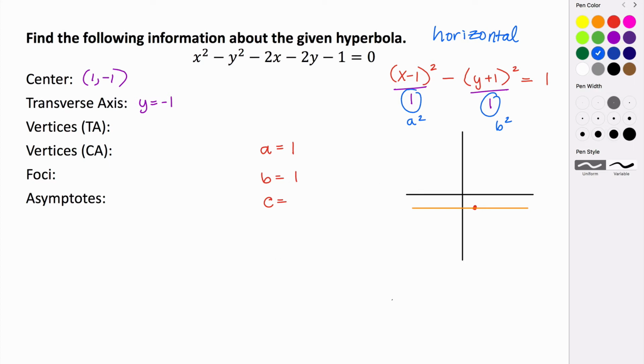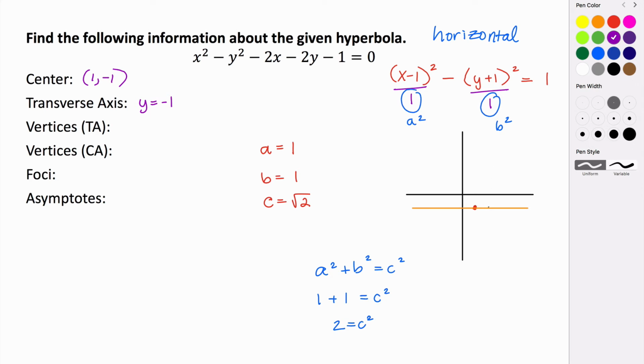And to find c, we could use the relationship between a, b, and c. We know that for the hyperbola, there's the relationship of a squared plus b squared equals c squared. So if we substitute these in, we get 1 plus 1, because 1 squared is 1, 1 squared is 1, equals c squared. That means c squared is equal to 2, and c then is the square root of 2. To find the transverse axis vertices, we're just going to be moving 1 unit to the right and 1 unit to the left of our center.